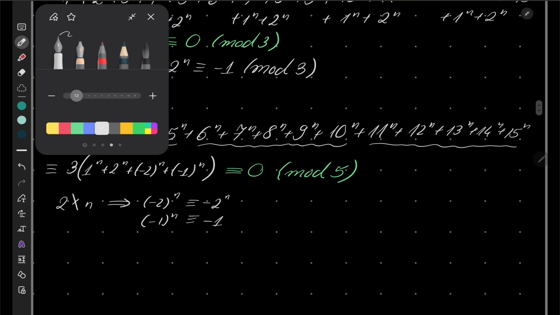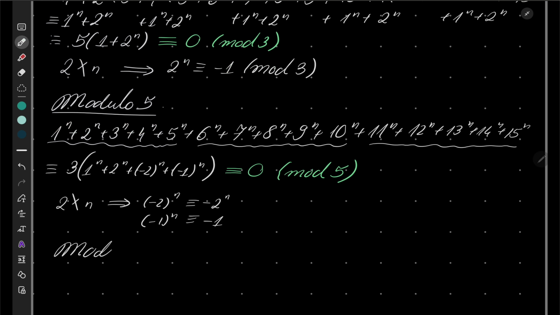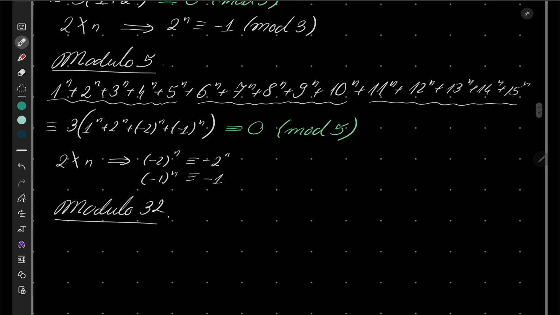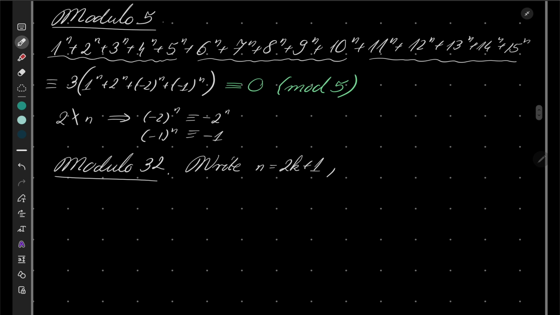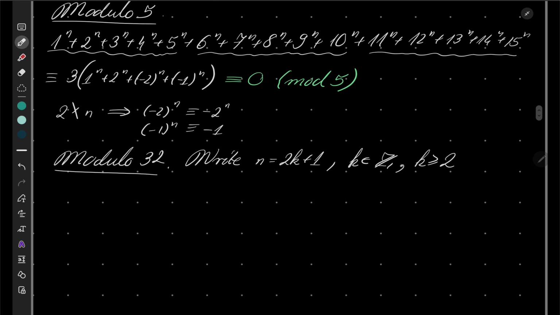Finally, the most interesting part, modulo 32. Okay, so first of all, since n is odd, write n equals 2k plus 1, where k is some natural number, an integer which is greater than or equal to 2, because n from the assumption is greater than or equal to 5.